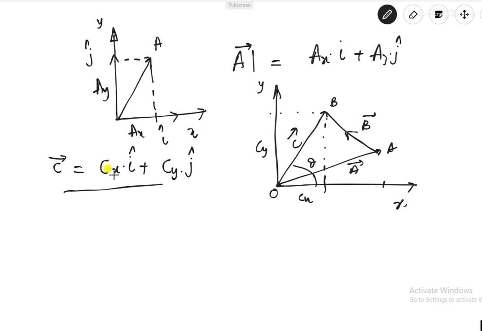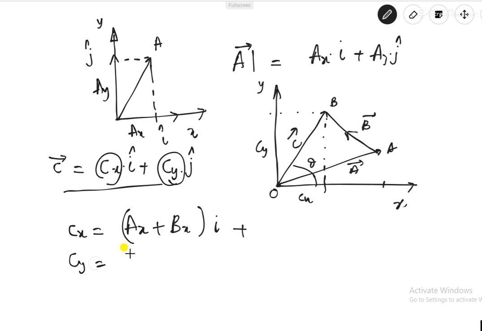But what is Cx and what is Cy? Cx is equal to the sum of A and B, that is Ax plus Bx into I, and similarly Cy is equal to Ay plus By into J. This is how we will write it down here.